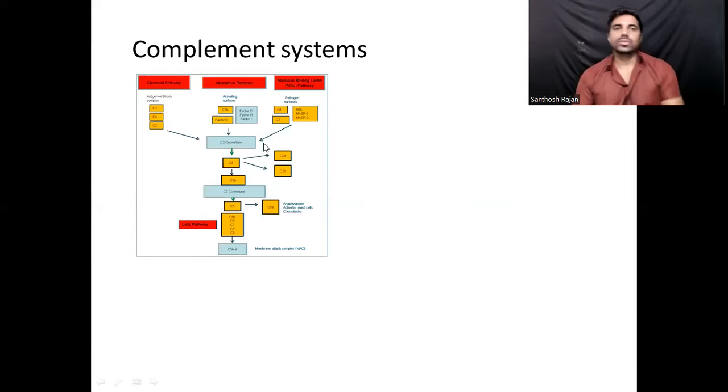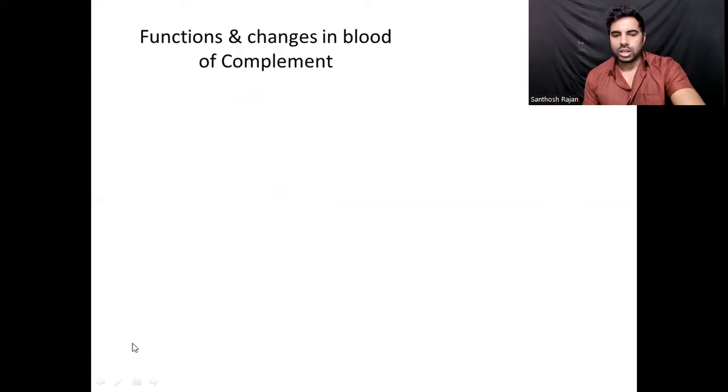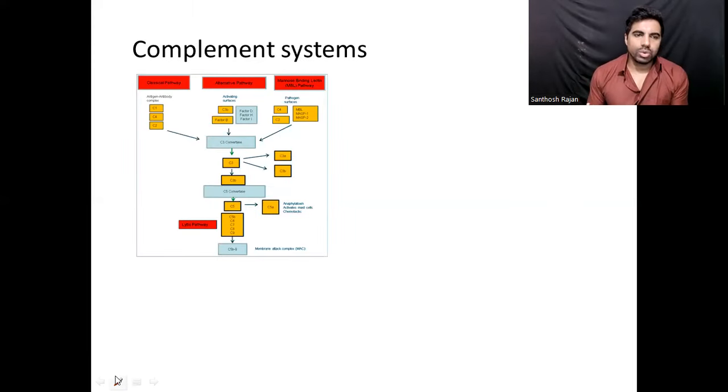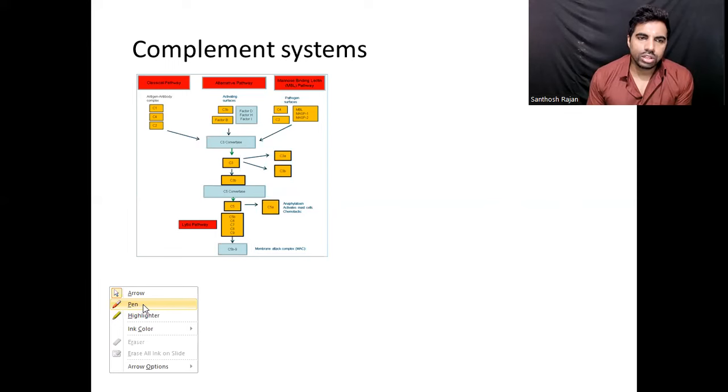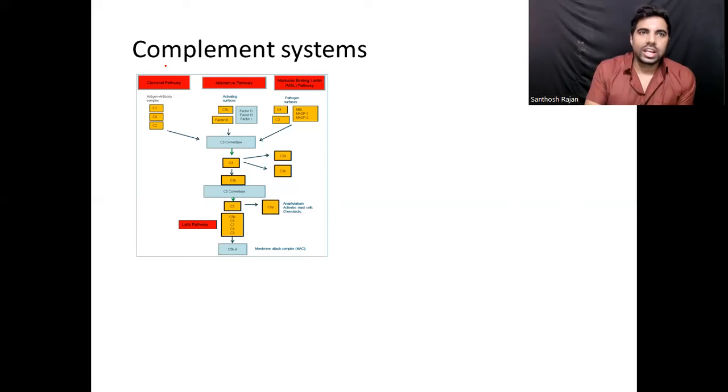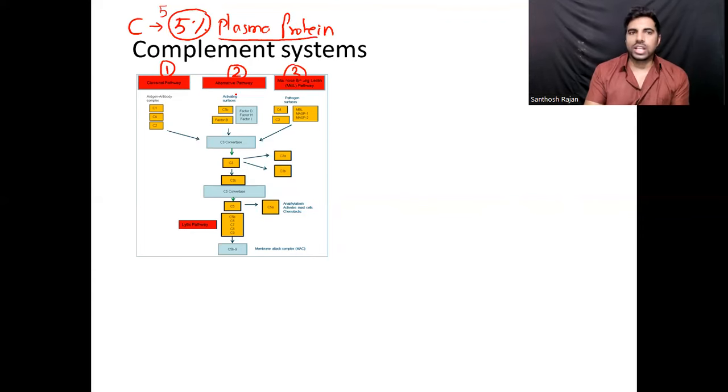Okay, that's it. Complement system. Now the complement system is very, very easy. You have to know a few things. We have three pathways: classic pathway, alternate pathway, and mannose pathway. Before going into that, the complement proteins occupy 5% of the plasma protein. Remember that, okay? So we have three pathways: classical, alternate, and mannose pathway.